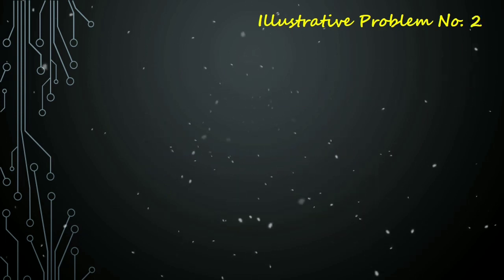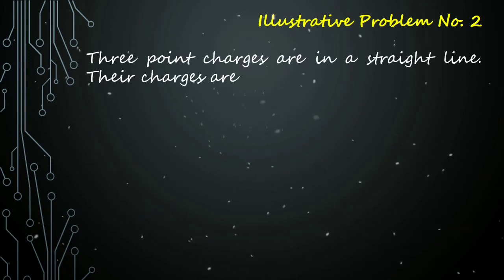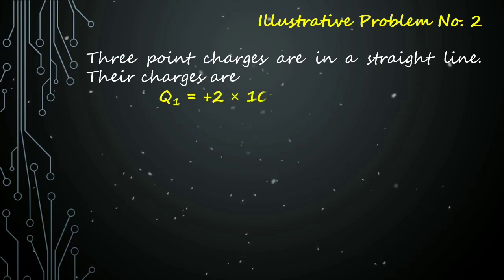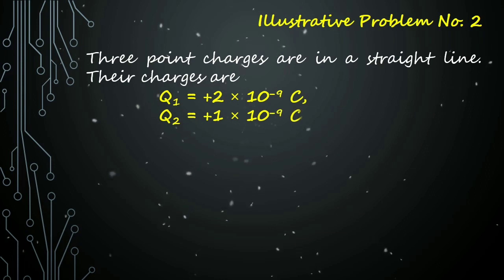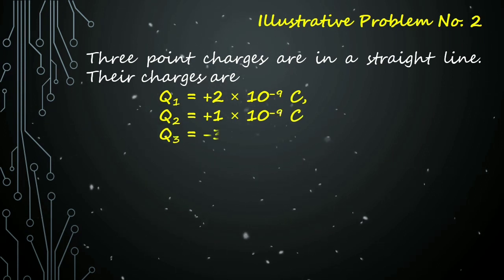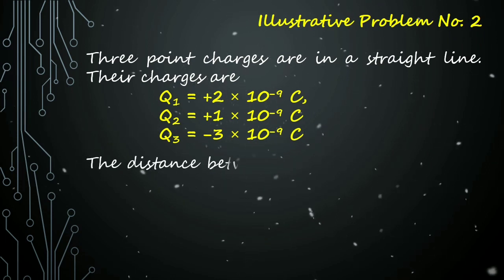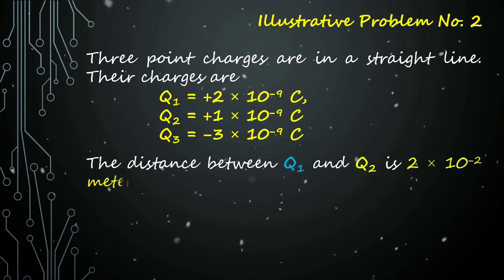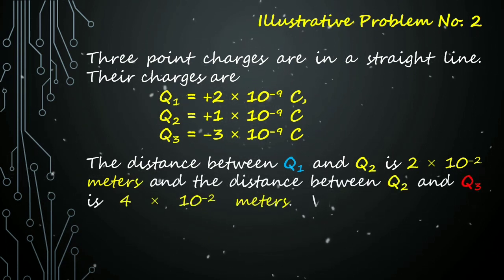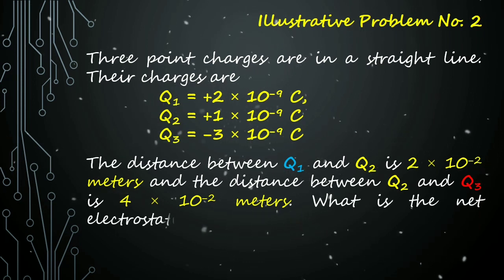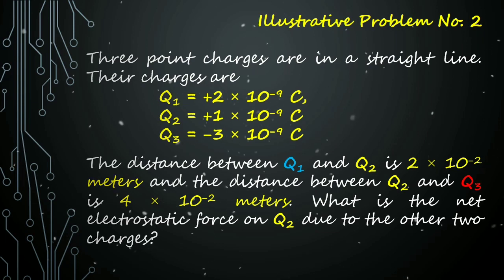And here's illustrative problem number 2. Three point charges are in a straight line. Their charges are Q1 equals positive 2 × 10^-9 coulomb, Q2 equals positive 1 × 10^-9 coulomb, Q3 equals negative 3 × 10^-9 coulomb. The distance between Q1 and Q2 is 2 × 10^-2 meters, and the distance between Q2 and Q3 is 4 × 10^-2 meters. What is the net electrostatic force on Q2 due to the other two charges?